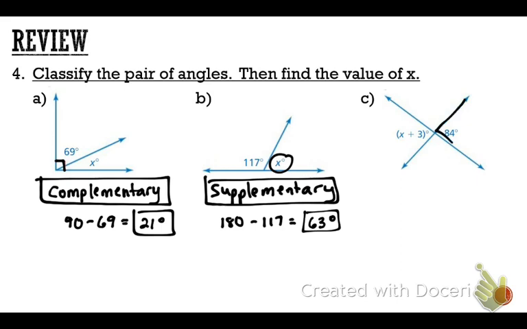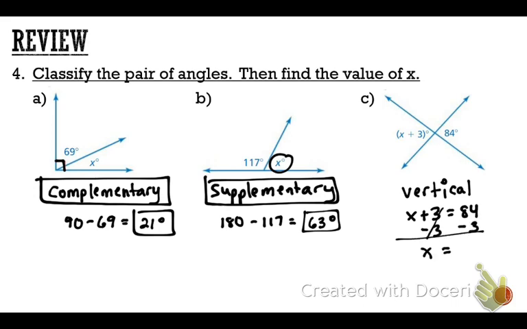Remember, it has these two lines right here, but they meet together at the vertex. That's the point. So whenever it's that, those are going to be called vertical angles. And one thing we learned about vertical angles back in chapter 9 was that they equal each other. So we know here that x plus 3 is going to equal 84. In order to figure out what x is, we simply get rid of that 3, and you can discover that it's got to be 81 degrees.